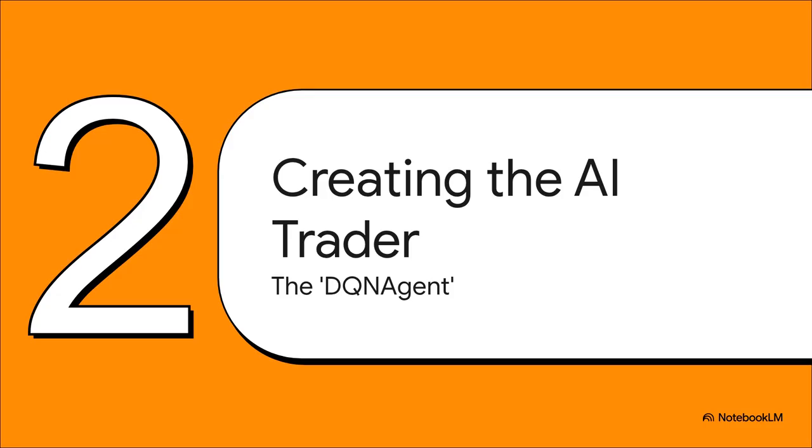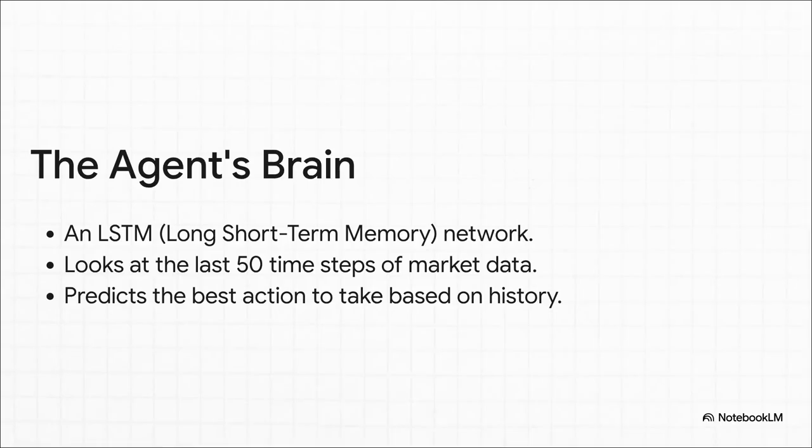Okay, so we've got our world all set up. Now we need our player. Let's talk about the DQN agent. You can think of this as the AI's brain. It's the part that's actually going to be making all the trading decisions. So this brain is actually a special type of neural network called an LSTM, which stands for long short-term memory. And its superpower really is understanding patterns over time, which is perfect for financial data.